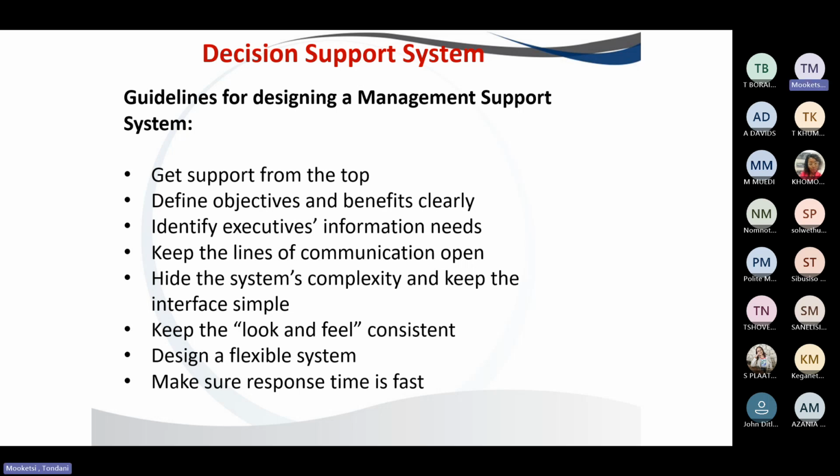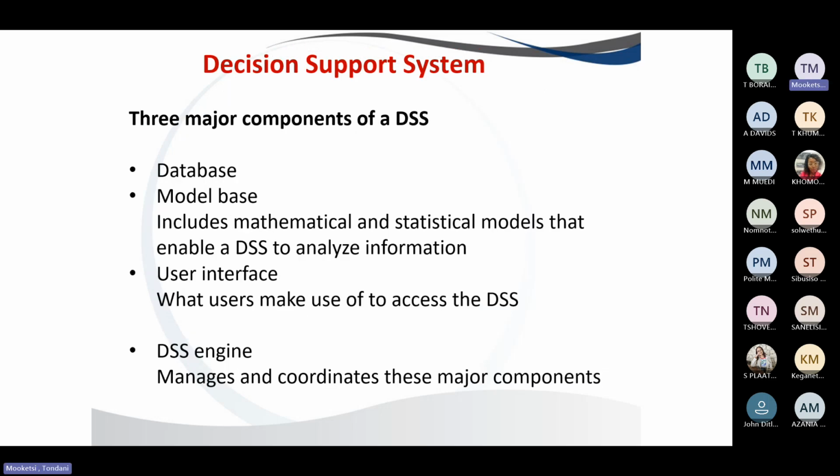Okay, examples of components. So here we said major components of a decision support system. So this is what it's made up of: the database, the model base, the user interface, and the DSS engine. When we talked about management information systems, let me just try to find that slide with the components.